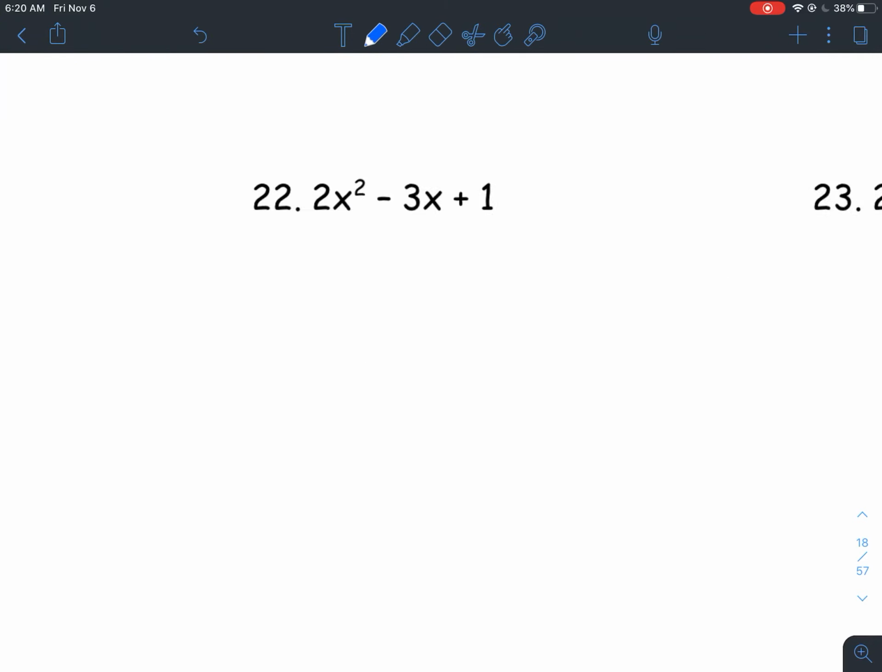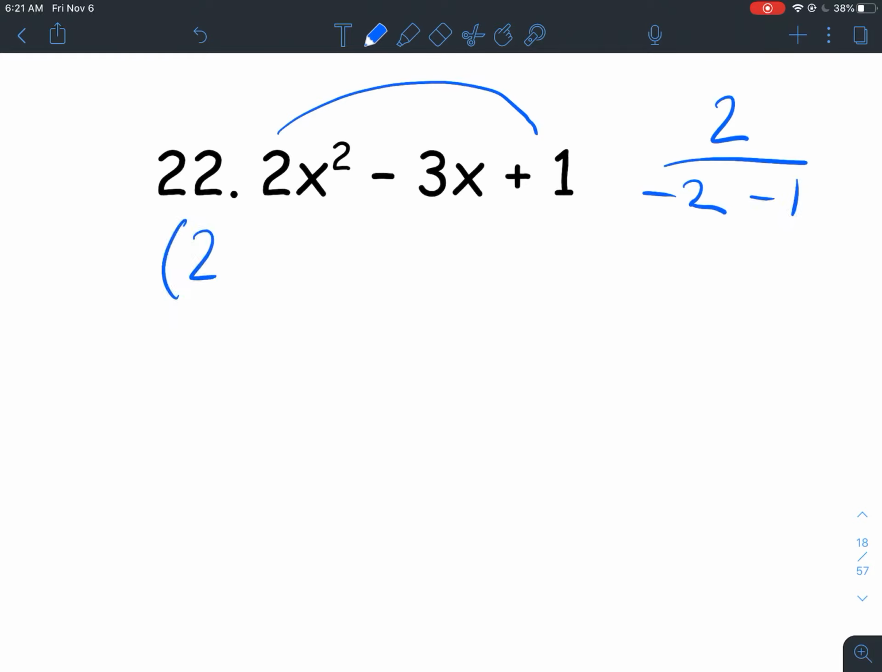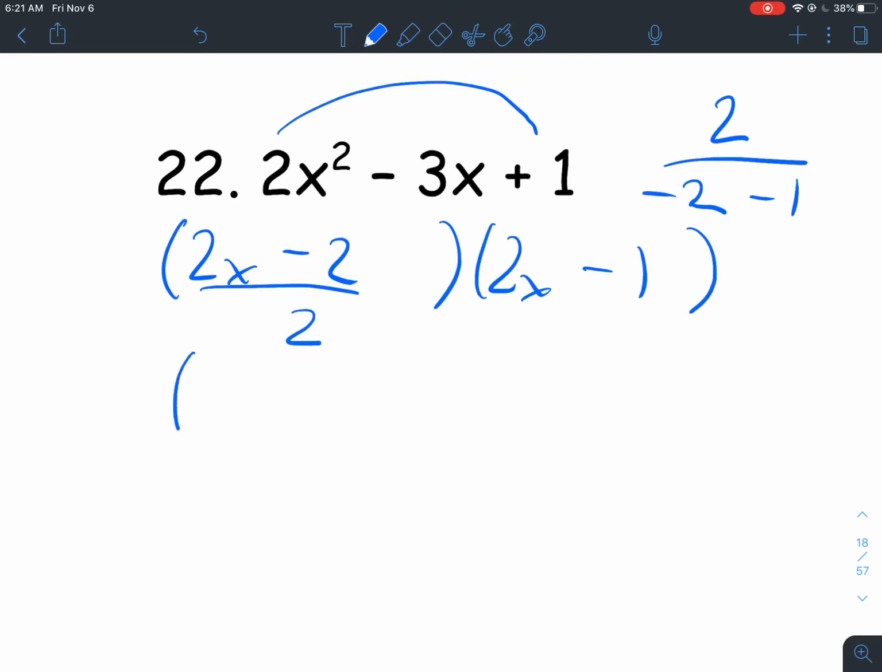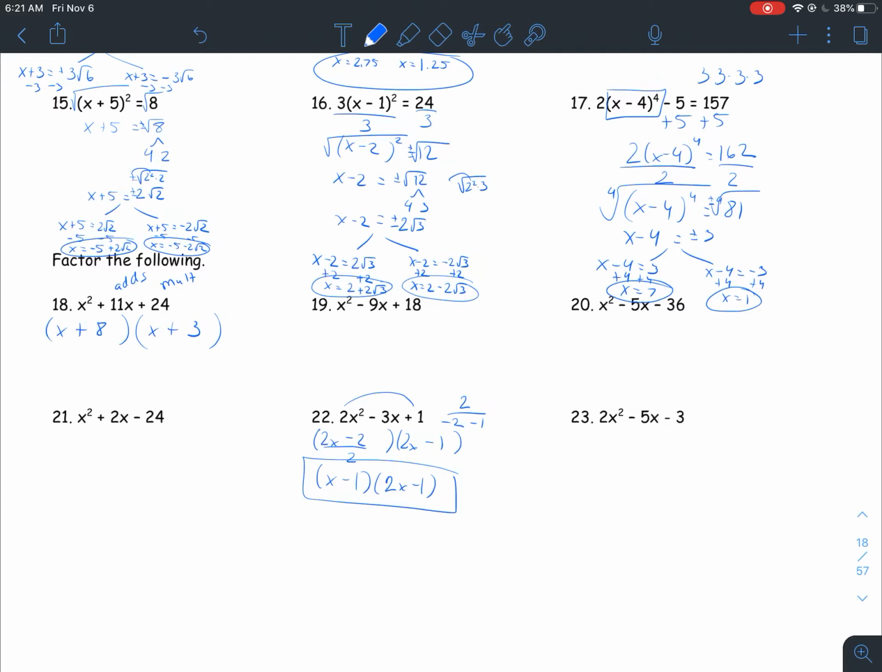I'll go ahead and do number 22 because it's one of the ones with the leading coefficient. So you're going to multiply this, you get a 2. We need to figure out what multiplies to give us a positive 2 and adds to give us a negative 3. That's going to be negative 2 and negative 1. So we're going to do that thing where we put the 2x in front, minus 2 minus 1. Then you have to factor something out. So you get x minus 1, 2x minus 1. And that would be your answer there. But the rest you should be able to factor. So go ahead and give those a shot.